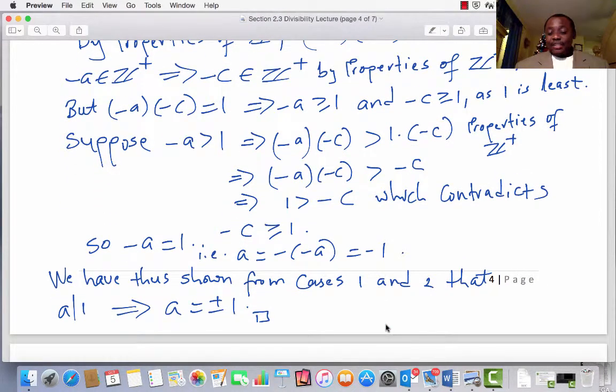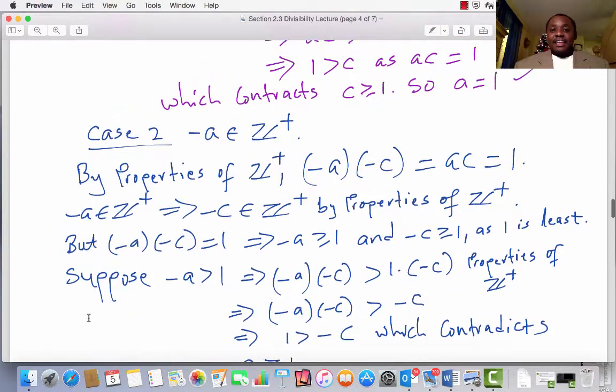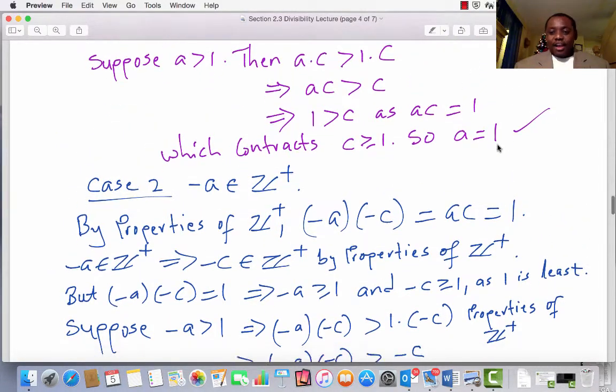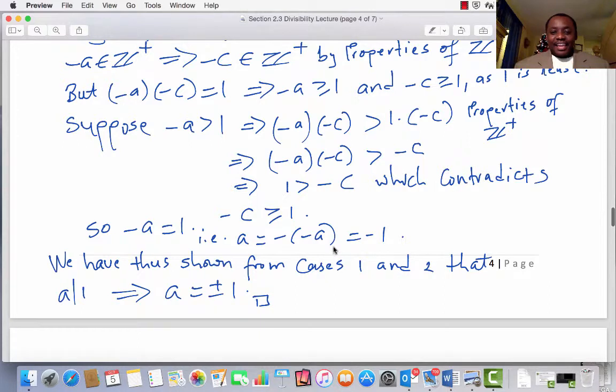What have I showed? I just proved that if A divides 1, then either A is 1 or A is -1, and that brings us to the end of the proof.